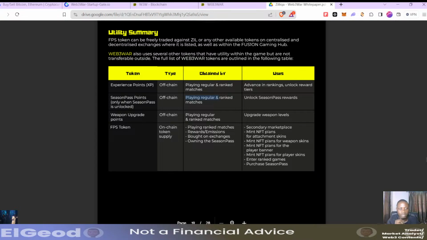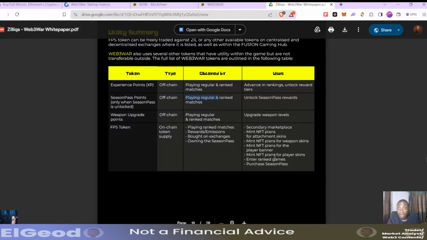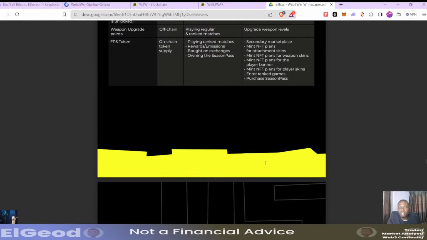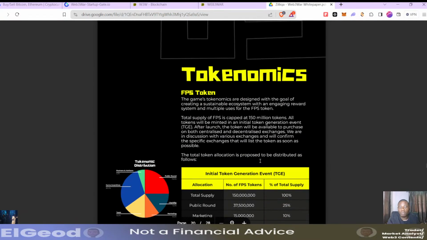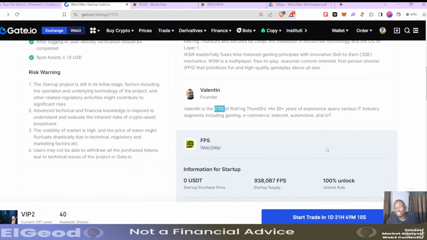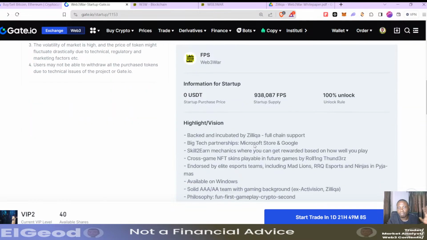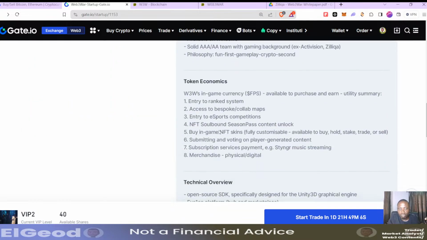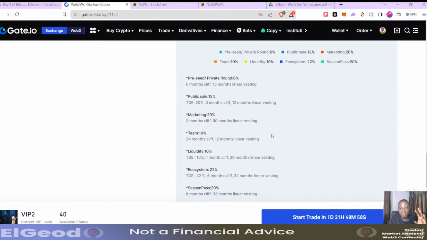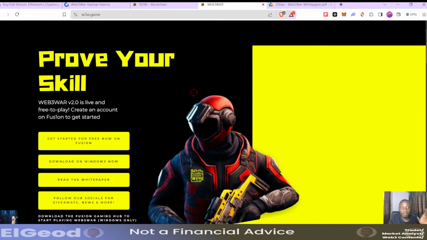So now you can always use it to purchase a season pass and enter ranked games. That's it. I think that explains the utility of the FPS token. Well, quickly to the tokenomics, where I'm going to be wrapping things up. You'll find the tokenomics also on Gate. It's no rocket science. Very simple. This is it. The token economics of this FPS is already clear here. These are the utilities. This is a token overview. Now, the maximum supply, I want to know what the maximum supply is.